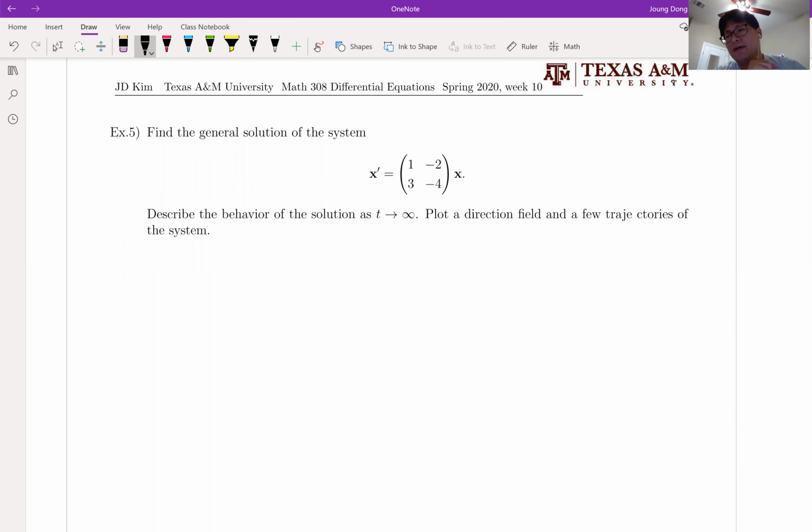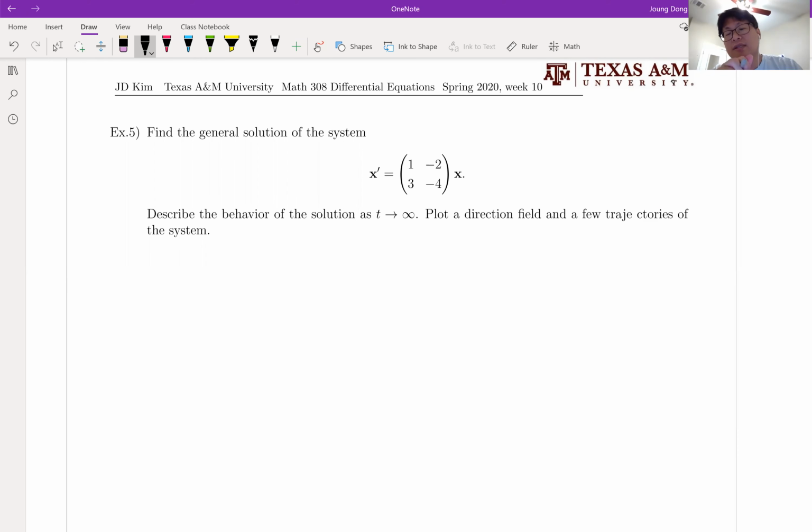Example number 5. Now let's talk about how we can solve the linear system. This is a homogeneous linear system with constant coefficients, right? In this video, I will show you how we can solve this linear system. I'm not going to show you how we can generate the trajectory of the system, but I will talk about this in class. In class, I will show you how we can draw the direction field. But in this video, I'm going to show you how we can solve this.